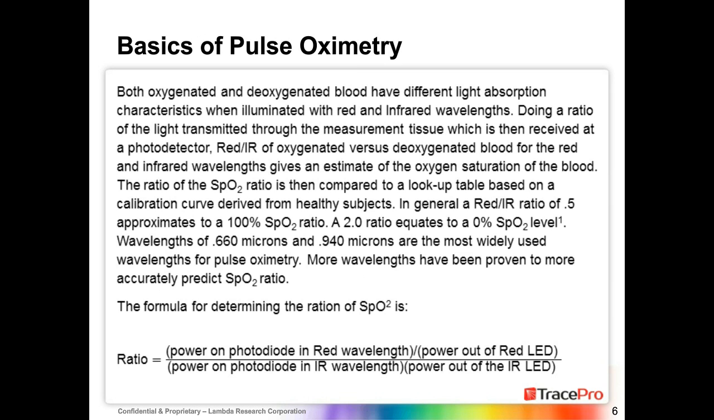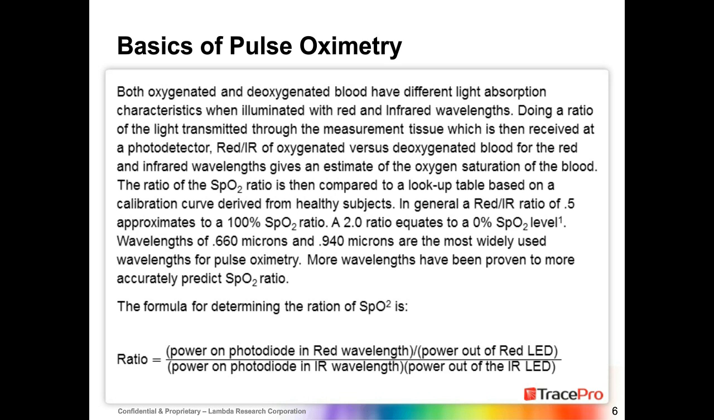So let's look at the basics of pulse oximetry. What we want to look at is that oxygenated and deoxygenated blood have different light absorption characteristics when illuminated with red and infrared wavelengths. Taking the ratio of the light transmitted through the measurement tissue, we can see at the photodetector a difference between these two types of blood. In the red and IR for oxygenated versus deoxygenated blood, there's an estimate of the oxygen saturation of the blood.